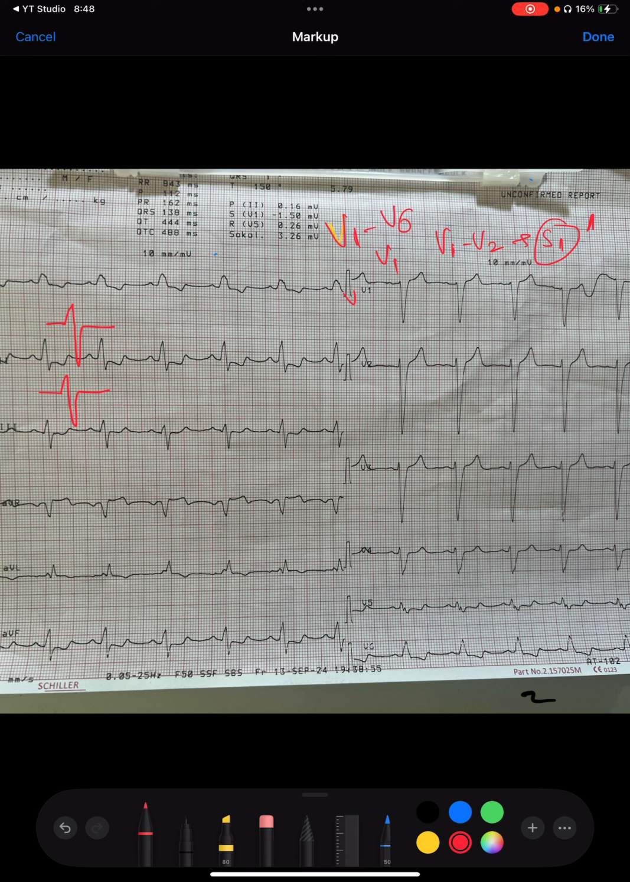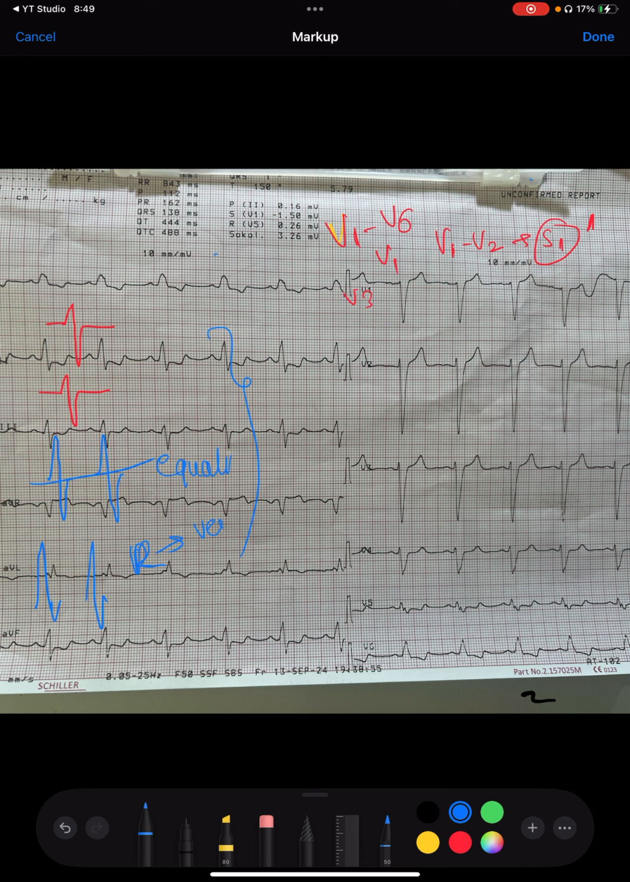In V3, V4 we call it the equalization phase. So R should be as equal as S in V3 and V4. This is called the equalization phase. And in V5, V6, it should be mainly R dominant with a very small s. So this R means ventricular mass. Whenever there is good ventricular mass, we should get a good R wave. If you are not getting a good R wave, it means that the ventricular mass is damaged, is injured. So this is the normal progression of the R wave.